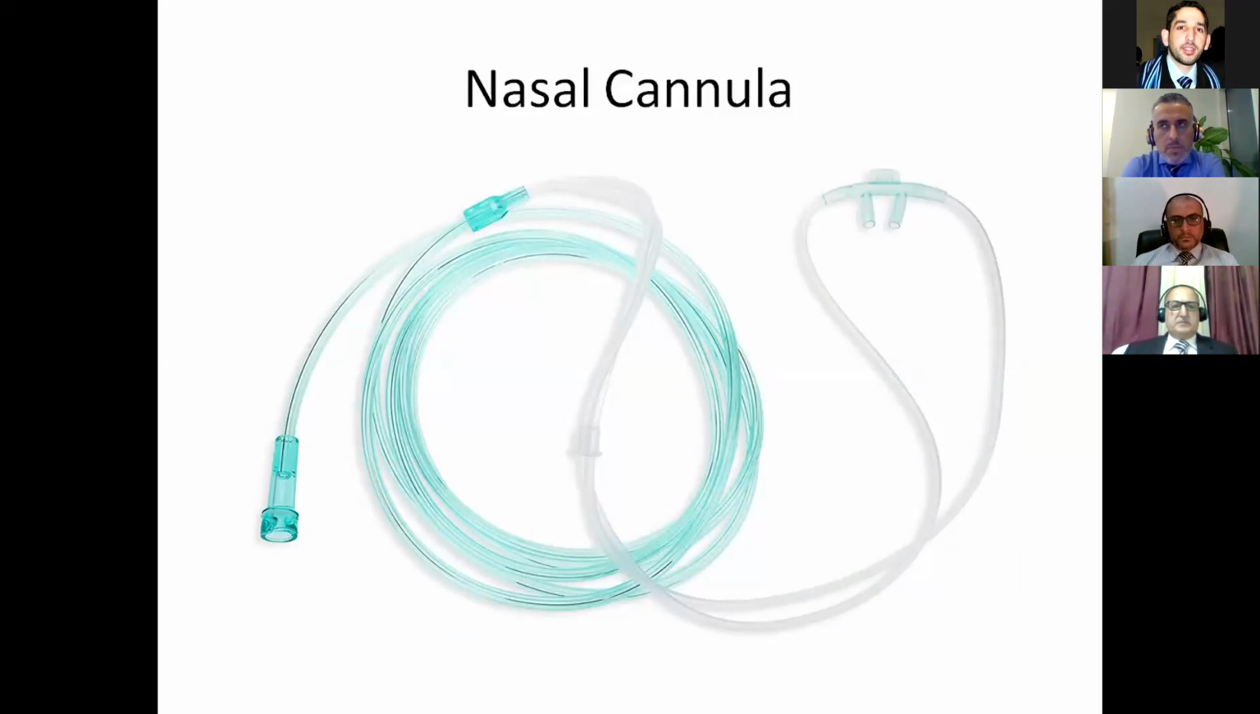But this is a very comfortable device. Most of the patients prefer this device because they can communicate, they can eat, and this device also enables them to cooperate with spirometry maneuvers, incentive spirometry, and chest physiotherapy, which is not possible with the other devices.